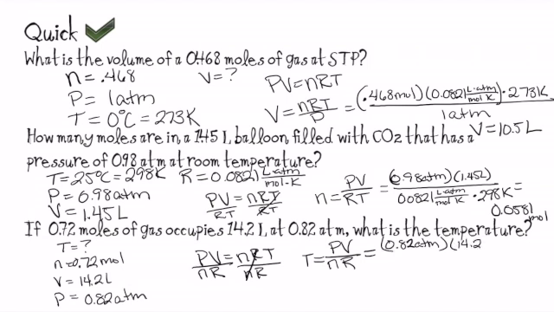Our volume is 14.2 liters over moles, 0.72 moles, and then times the gas constant. So when you calculate that, you would get 196.9 Kelvin.